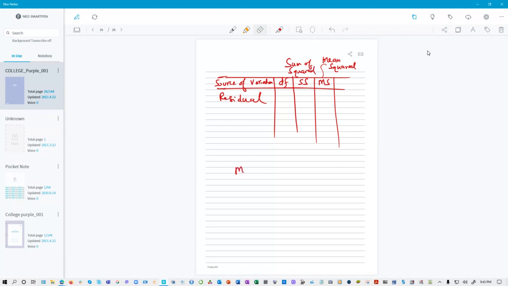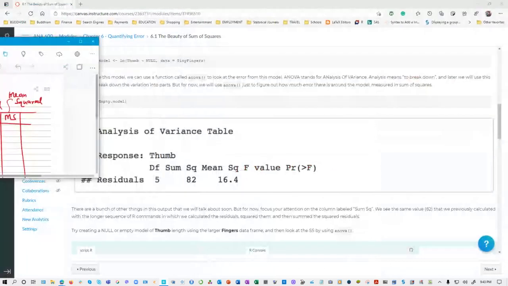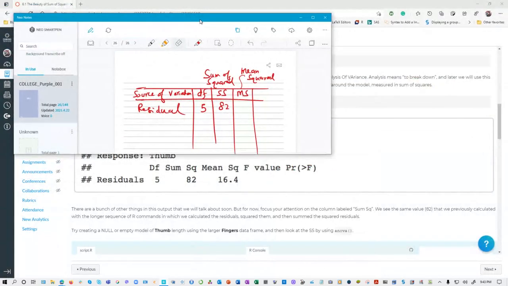So how do you get the mean squared? Very easy. Mean squared residual is sum of squared residual divided by its degrees of freedom. Very easy. So in this case, residual degrees of freedom is 5, sum of squared is 82. How do you get the mean squared? 82 divided by 5, that's 16.4.